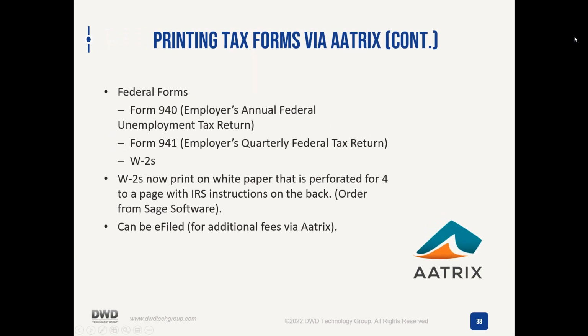What kinds of forms can we print? We can print the Form 940. That is the annual reconciliation of your federal unemployment. We can certainly print the quarterly 941s. We can print or e-file any of the above, of course, but we can print or e-file our W-2s. And now on the employee side, the W-2s, we may do all these federal copies on plain white paper.